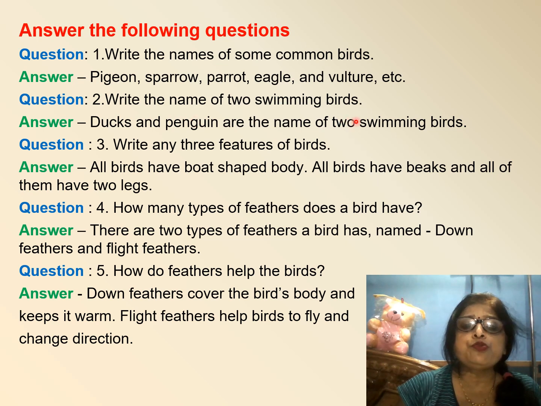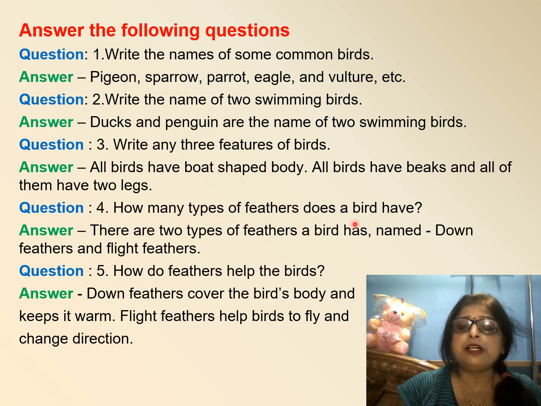Write the name of two swimming birds. Ducks and penguin are the name of two swimming birds. Write any three features of birds. All birds have boat-shaped body, all birds have beaks and all of them have two legs. And different features you can also write.